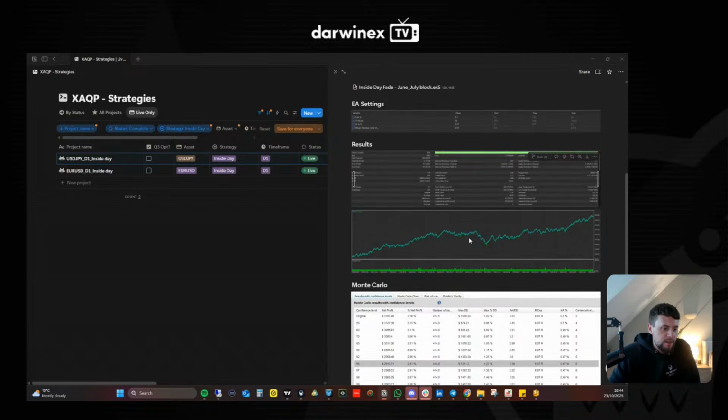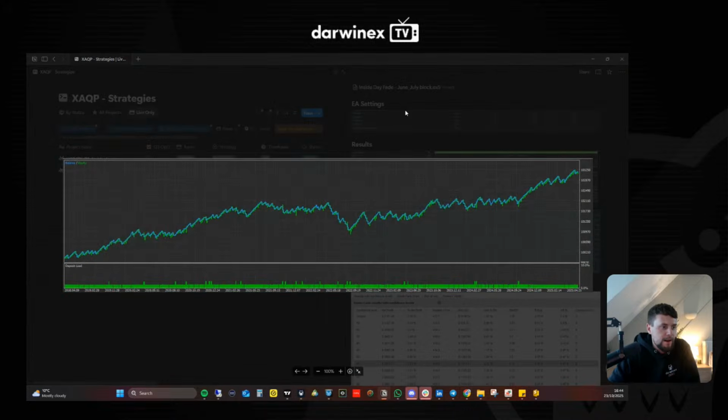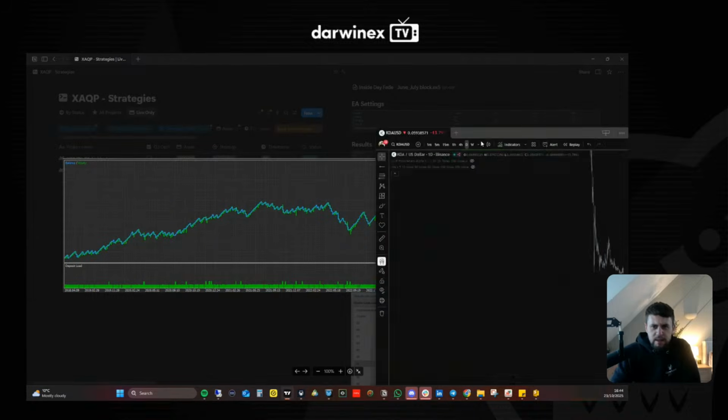However, this curve didn't account for a spread filter. It didn't account for my slippage filter, and it also didn't account for deleting pending orders at the end of the day. So basically, if there was an inside day, which I think I did explain yesterday.